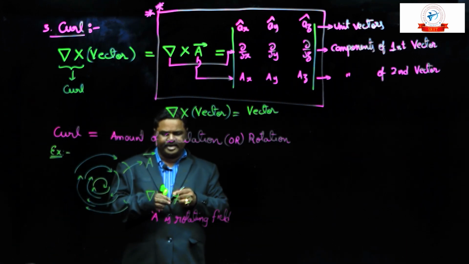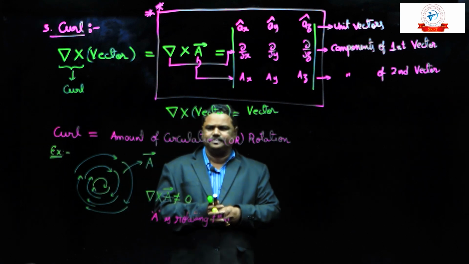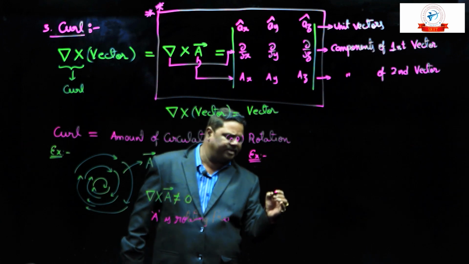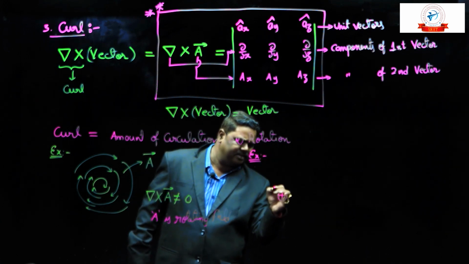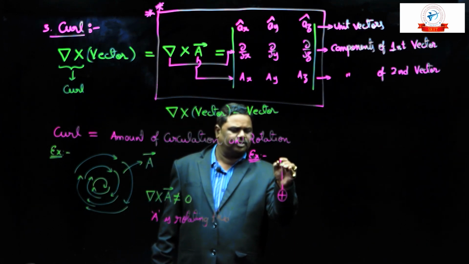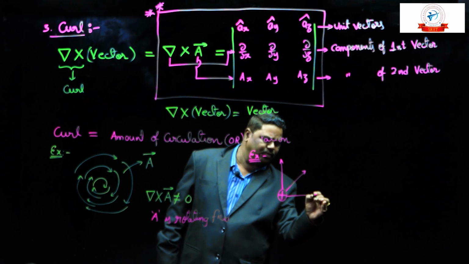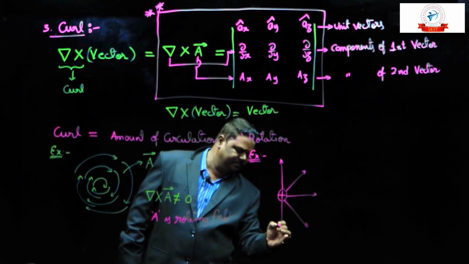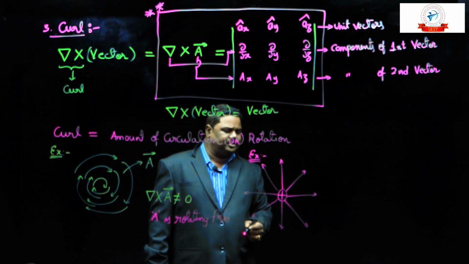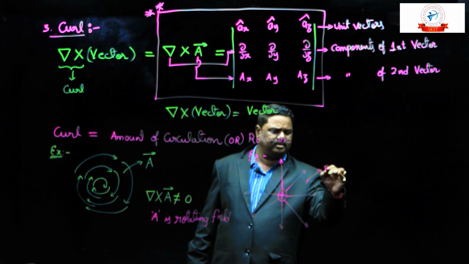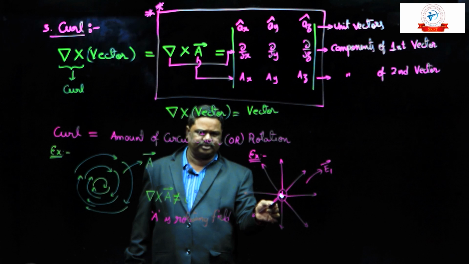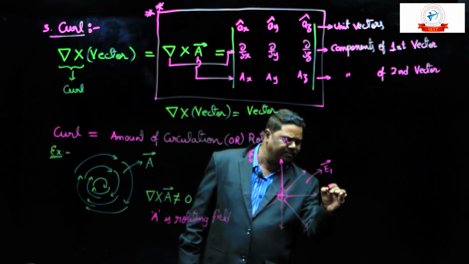Similarly, let me tell you one more example. In this example, let us consider the previous example we studied in divergence. There is an electric field due to a positive charge. Always the electric field will move away from the positive charge like this. This is the field, denoted E1 bar, the electric field due to the positive charge. So, let us find the curl of E1 bar.